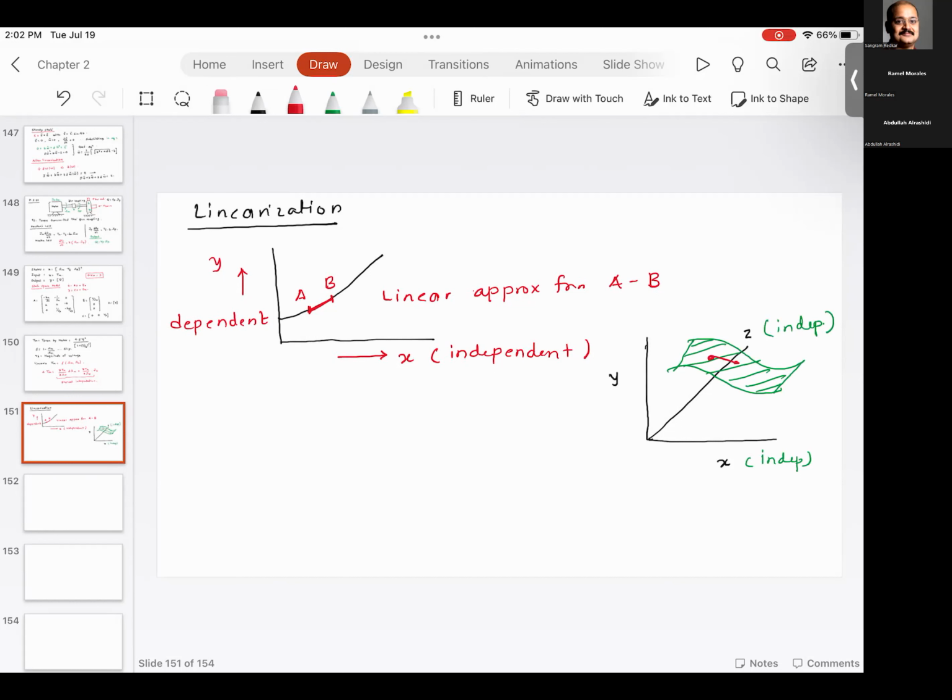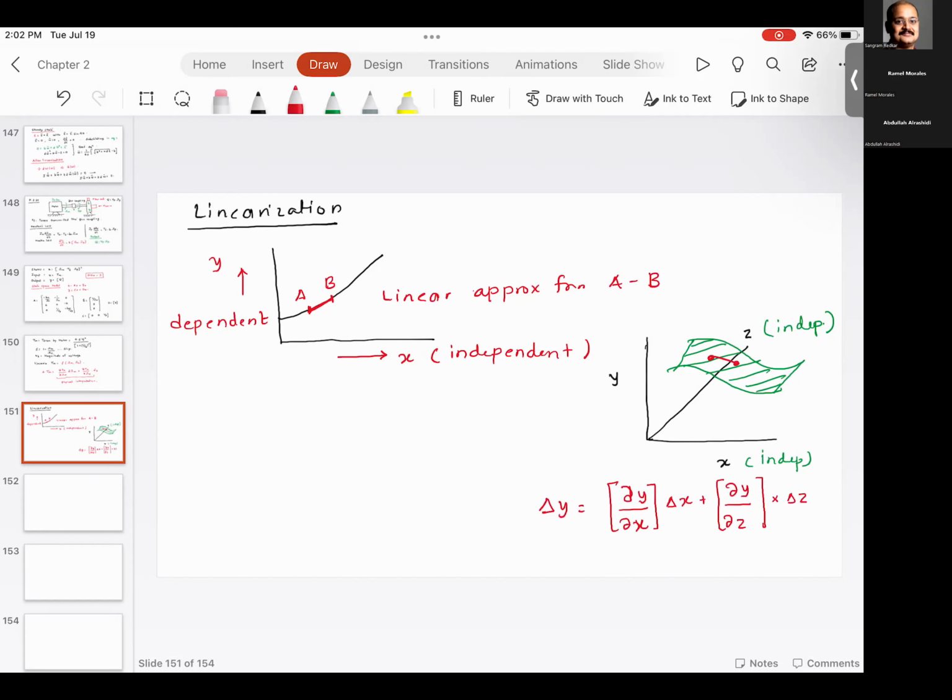So what I want to do is perform a linear approximation. The linear approximation in this case is going to be: change in y is equal to slope of y with respect to x multiplied by change in x, plus slope of y with respect to z multiplied by change in z.